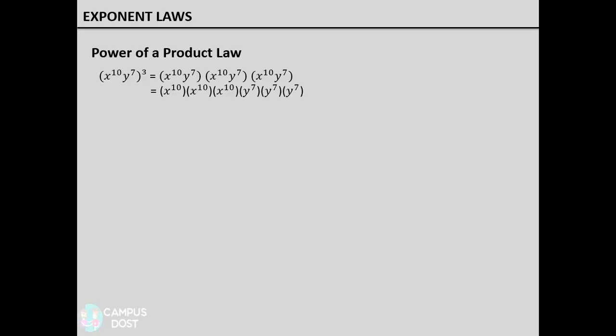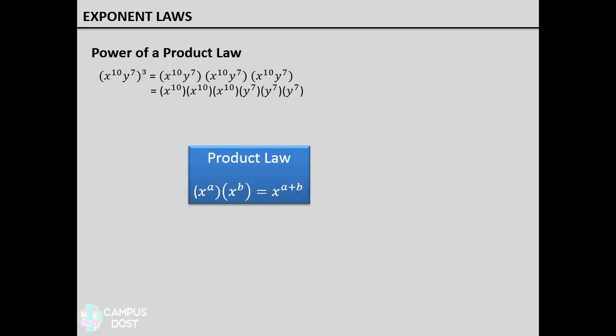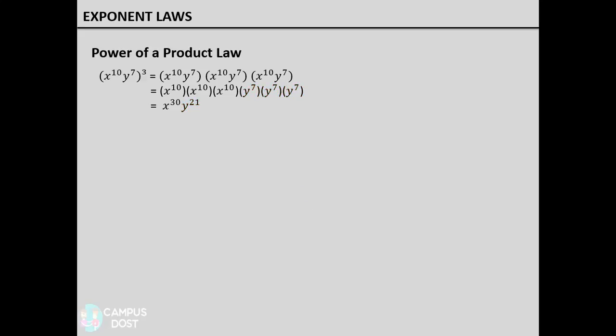Now to find the product of these three terms, we can apply the product law, which says we must add the three exponents to get x to the power 30. Similarly, we can apply the product law here to get y to the power 21. So, x to the power 10 times y to the power 7 all to the power of 3 is equal to x to the power 30 times y to the power 21.